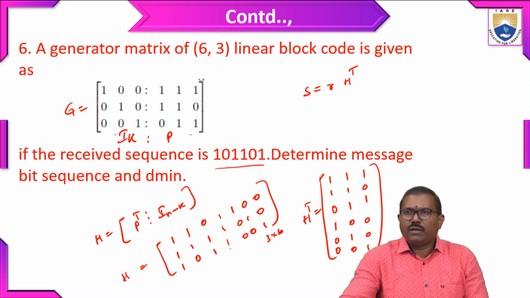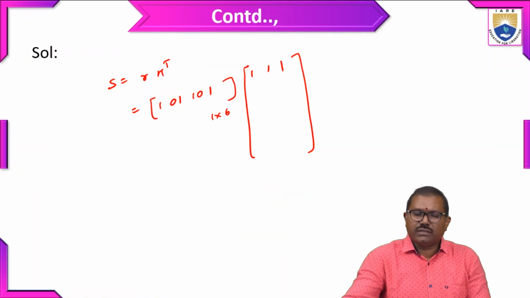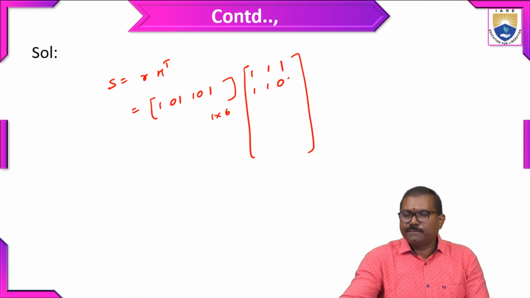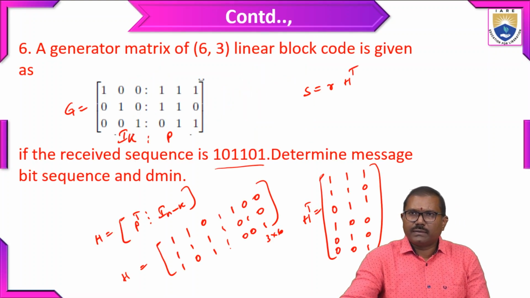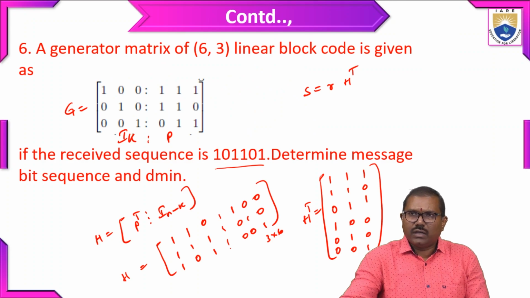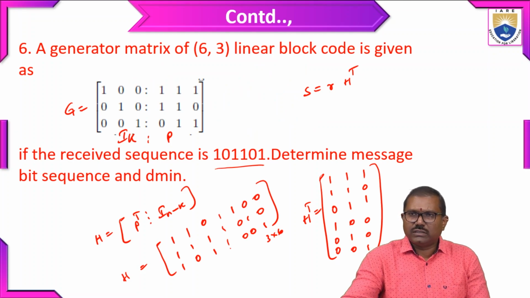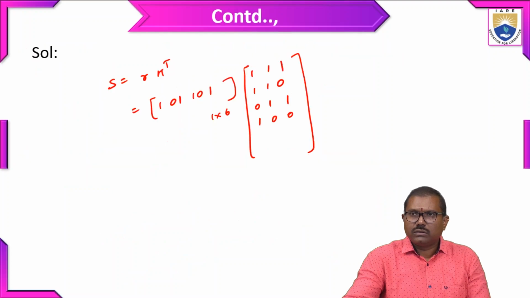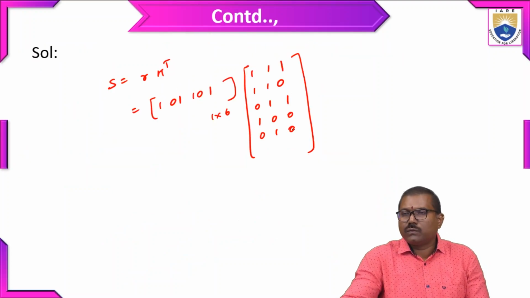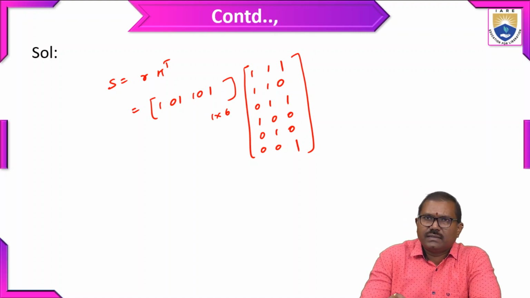Okay, so now I am going to substitute. So first three ones: 110 0, 110 0 0 1 1, 0 1 1, 1 0 0 1 0 0, 0 1 0, 0 1 0, 0 0 1 0 0 1. Okay, so this is my H power T.